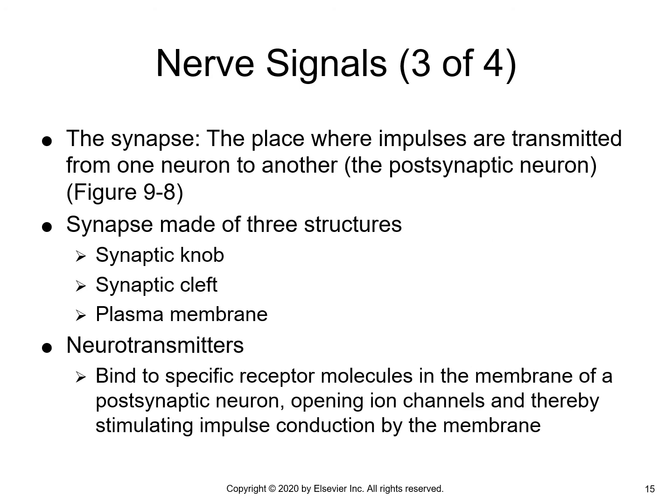Continuing nerve signals. The synapse, the place where impulses are transmitted from one neuron to another, the postsynaptic neuron. Please look at figure 9.8 in your book in chapter 9. This may help give it a better understanding by looking at the process in a diagram. Synapse made of three structures: synaptic knob, synaptic cleft, and plasma membrane. I would note that could be a test question.